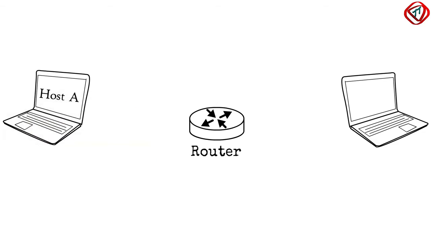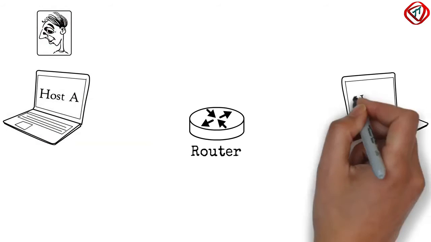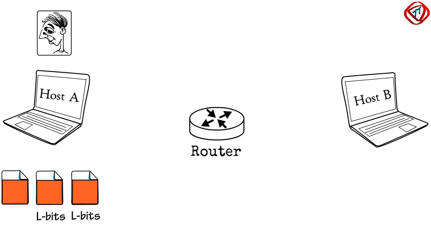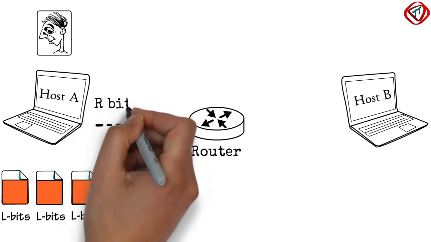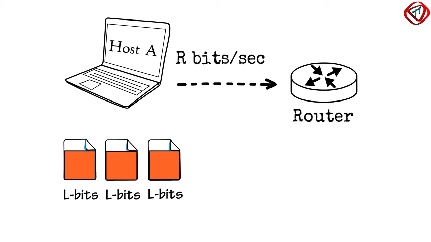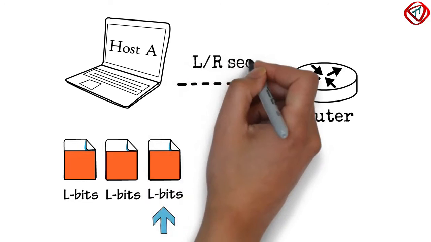Consider two hosts connected to each other via a network router. Host A wants to send an image to host B. So, host A divides the image file into 3 packets, each having L bits, and starts sending a packet at a rate of R bits per second. Therefore, the total time required to transmit L bits or one packet is L by R seconds.